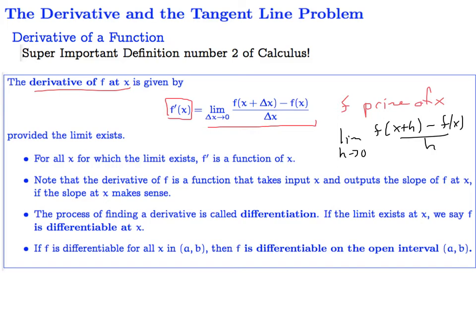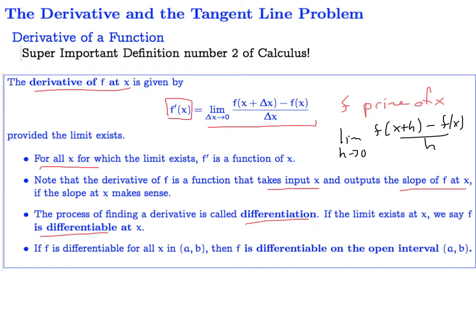So a few notes about this. This only works if you actually get a function out on the other end that makes sense. Sometimes you'll get some stuff that does not exist, so just be careful there. Next, this is a function that takes as input x and outputs the slope of f at x. Okay? So it's very important. You give it a number, it'll tell you what the slope of the function is there. The process of finding a derivative is called differentiation, and any function we can take the derivative of is called differentiable.